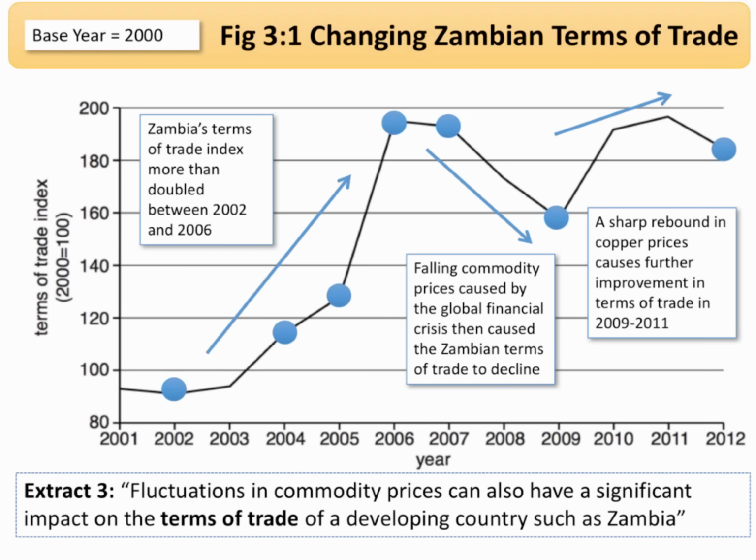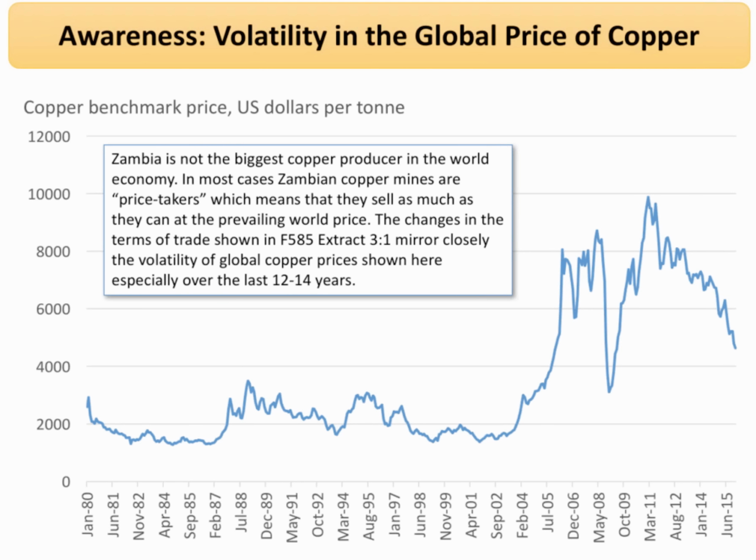So the takeaway point from this slide is that the Zambian terms of trade improved with a volatile component. They improved significantly. Okay, why? Well, because the price of copper, which is Zambia's main export, was also following a very similar trajectory. And hopefully you can see the link between the price of copper, which is not given to you in the extract 3.1, and the Zambian terms of trade.